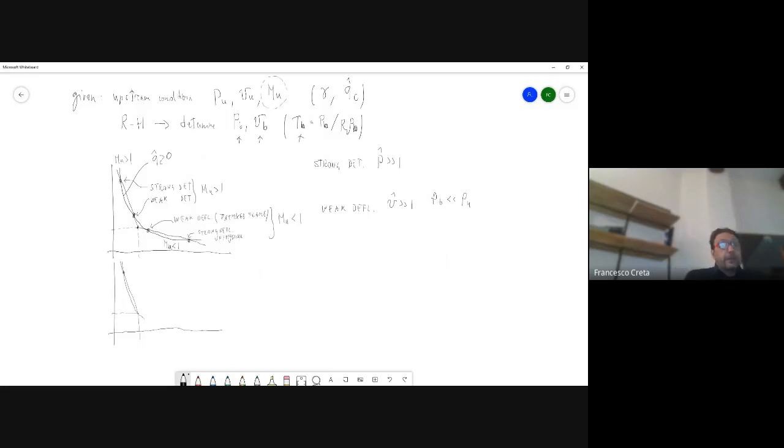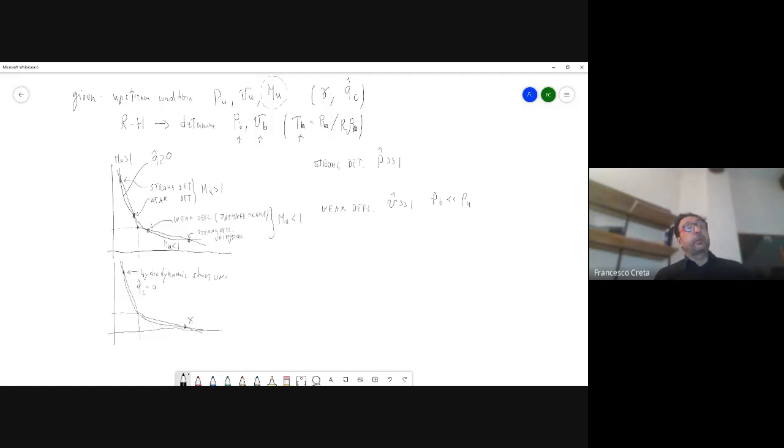Now, as far as the deflagration is concerned, this will be a strong deflagration, and this is unphysical, so this doesn't exist. But this, for QC equals 0, is a hydrodynamic shock wave. So this is the long story short.